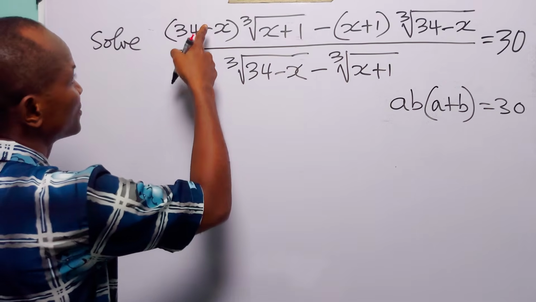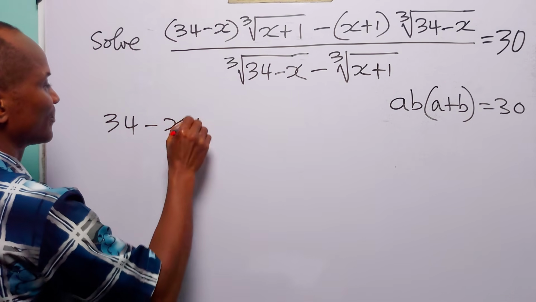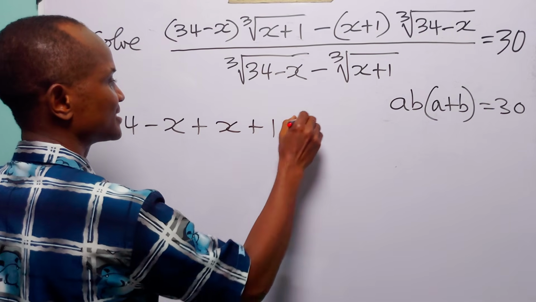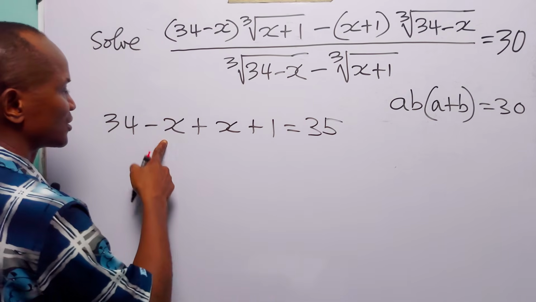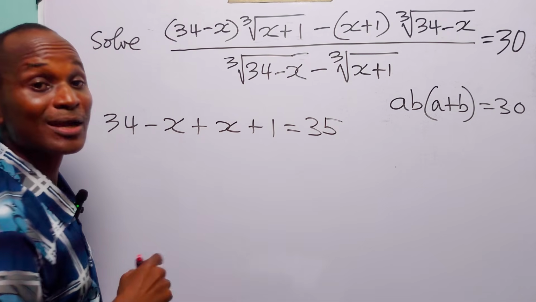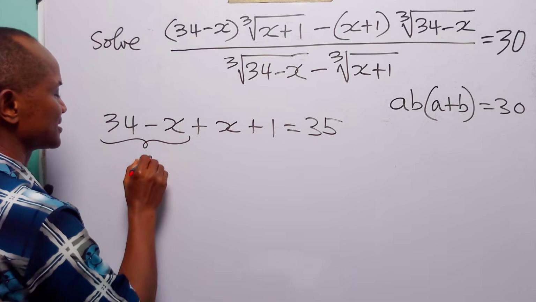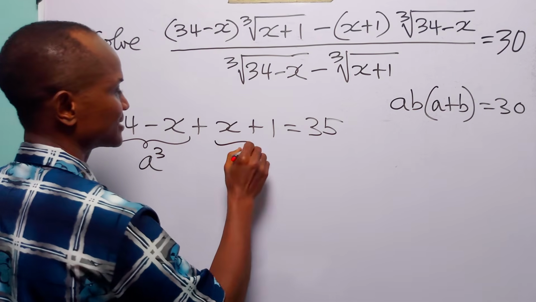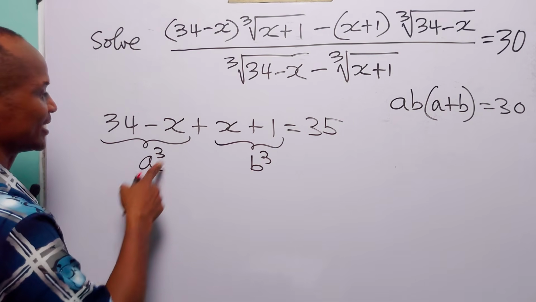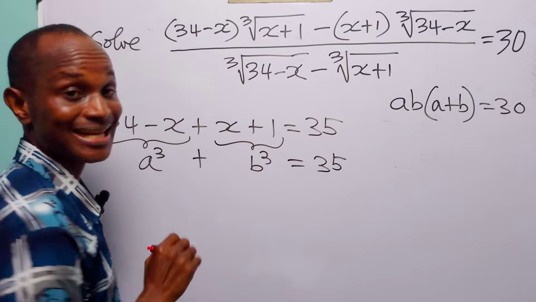Now, also, notice that 34 minus x plus x plus 1 is equal to 35, because minus x plus x is equal to 0 and 34 plus 1 is equal to 35. But then 34 minus x is a cube and x plus 1 is b cube. So this simply means that a cube plus b cube is equal to 35.